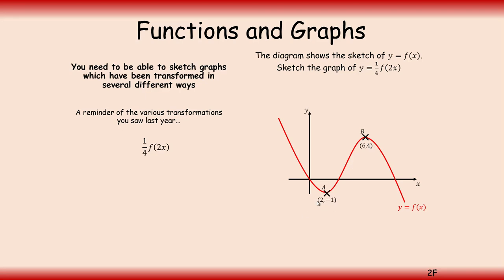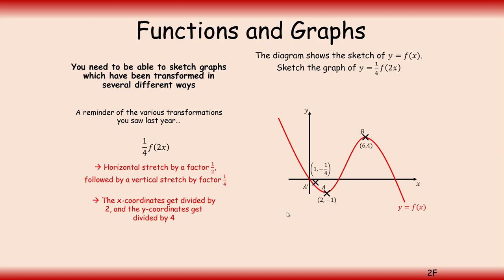So our coordinates will be 1, minus a quarter. And here instead of 6 we have 3, and instead of 4 we've got 1, so 3, 1. There you go. So now you can sketch this smaller version of the curve.